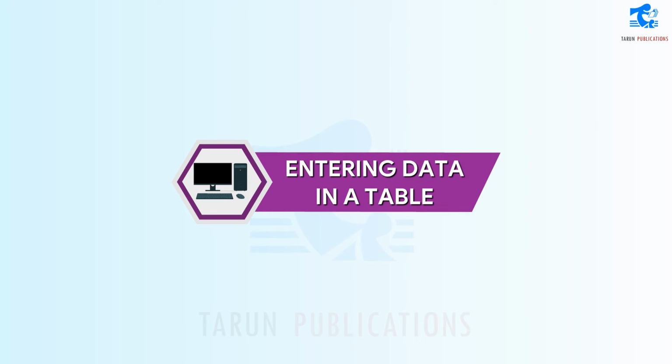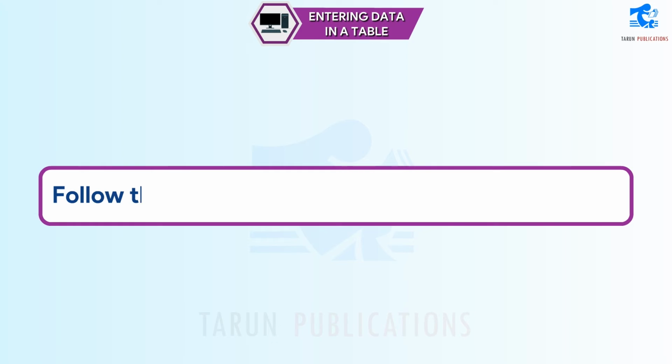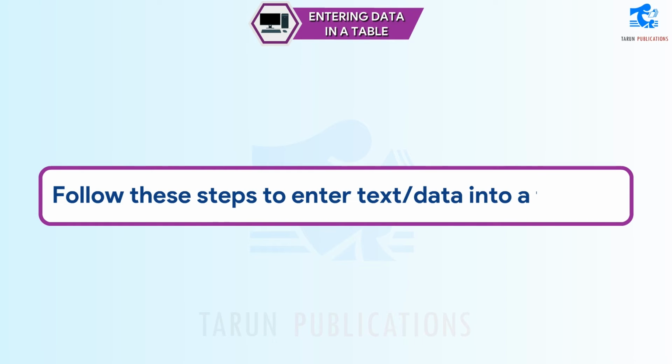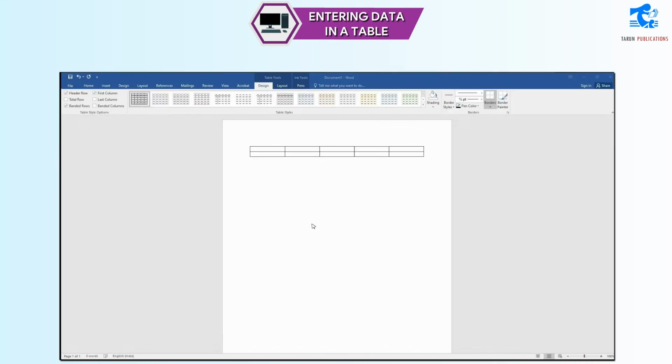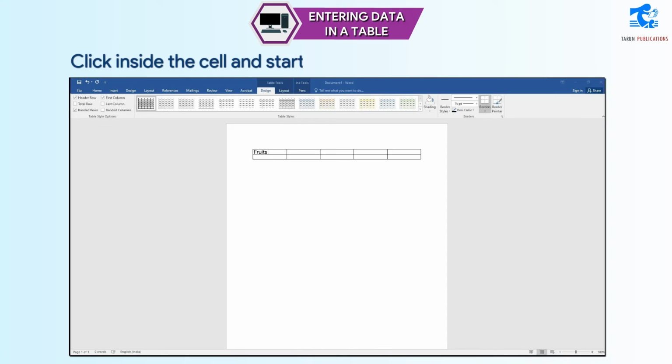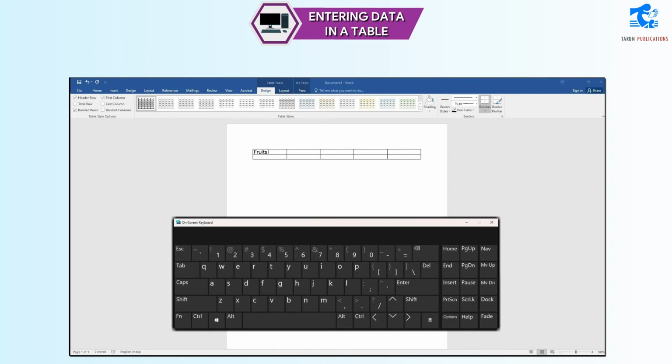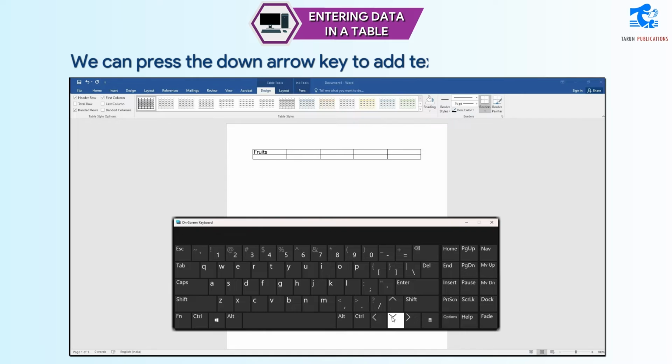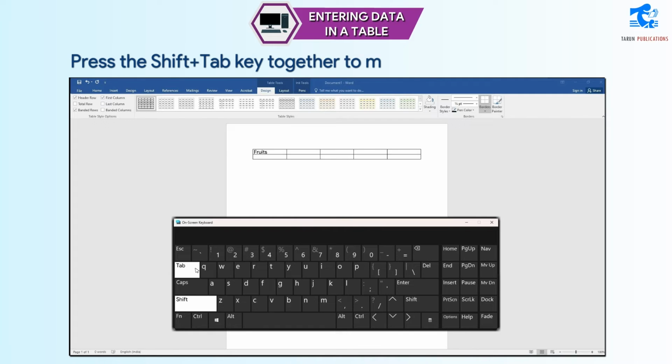Entering data in a table. Follow these steps to enter text data into a table. Click inside the cell and start typing. If you want to add text in the cell on the right side, press the Tab key. We can press the down arrow key to add text in the next cell in the vertical direction. Press the Shift plus Tab key together to move to the previous cell.